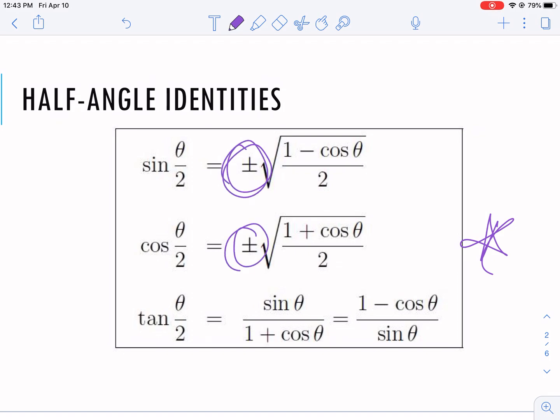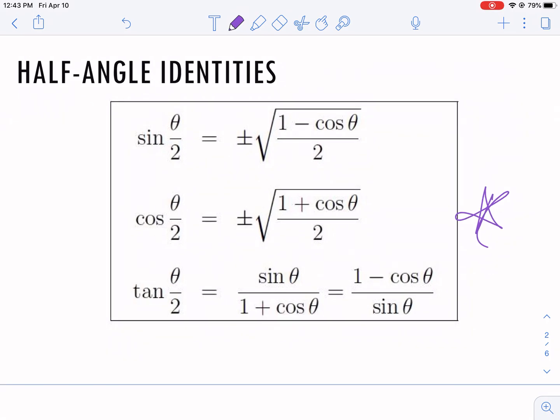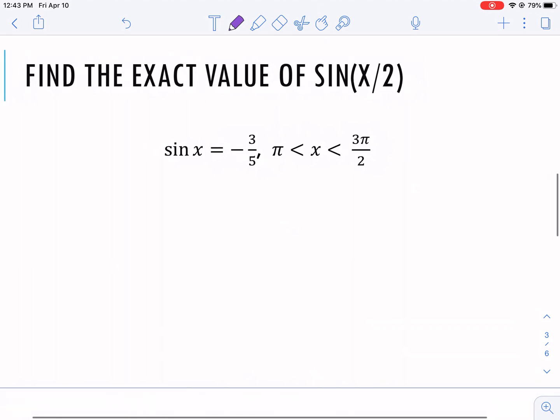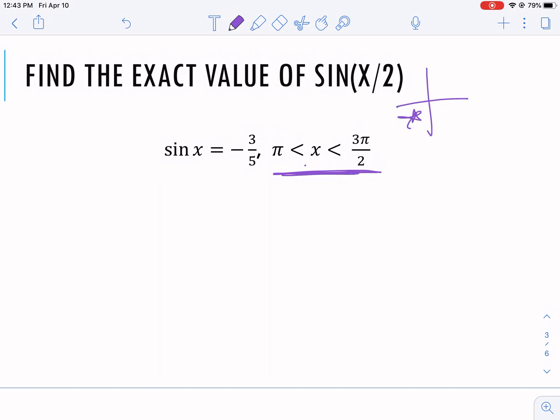If you notice here though, these have the plus and the minus because we need to be able to determine what sign they're going to be after we simplify them, meaning we're going to have to determine what quadrant it's in. So it says x is in between pi and 3 pi over 2. That's here in the third quadrant. That means both sine and cosine are going to be negative here, right? So then sine ratio is -3/5, and then cosine would be -4/5.